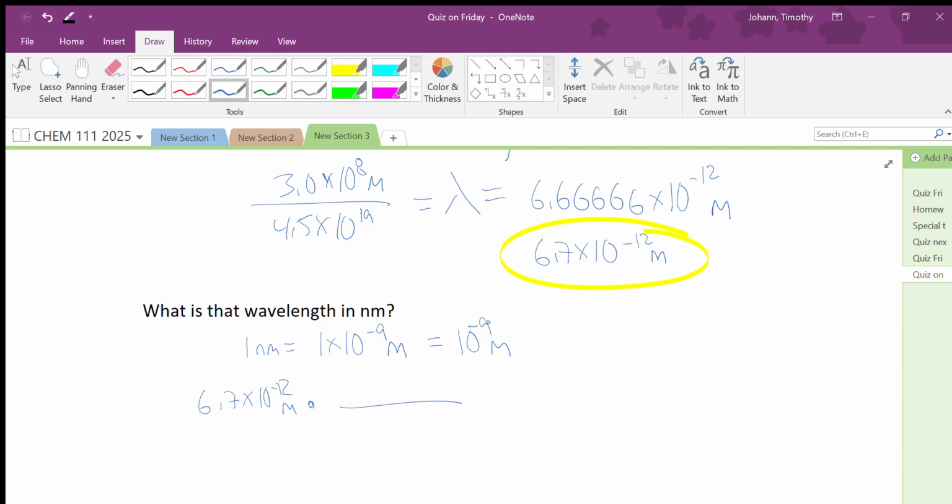1 nanometer goes on the top, right? Because I need to get my units to cancel here. Even if it's really obvious what goes on top and what goes on bottom to you, I want you to start using this, because the problems will get complicated enough that you need to use this.